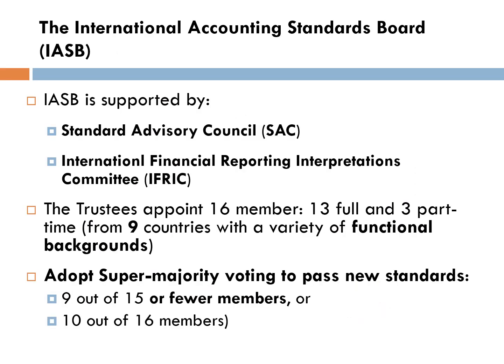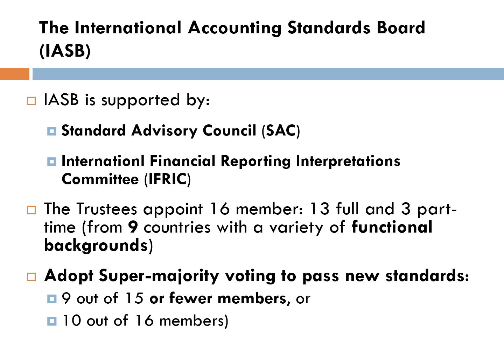Now we talk in detail about the IASB. Again, the IASB is supported by two bodies. The first one is the Standards Advisory Council, or SAC, and then the IFRS Interpretations Committee. We saw before from the structure that the trustees appoint 16 members of the IASB, consisting of 13 full-time and 3 part-time members, coming from 9 countries with a variety of functional backgrounds. Maybe their backgrounds are accounting, finance, audit, law, and other financial backgrounds.